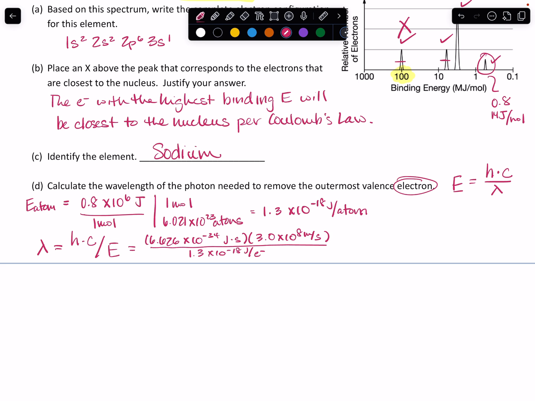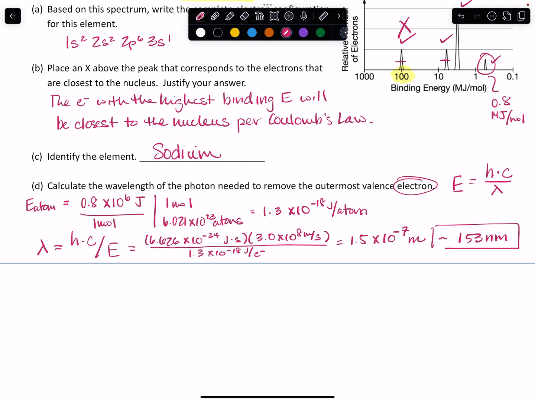Okay, so let's do that. 6.626 times 10 to the negative 34 times 3 divided by 1.3 times 10 to the negative 18th. And so I end up with 1.5 times 10 to the negative 7th in terms of wavelength. So that's in meters. I could multiply that by 10 to the ninth, and so this is around 153 nanometers in terms of light.